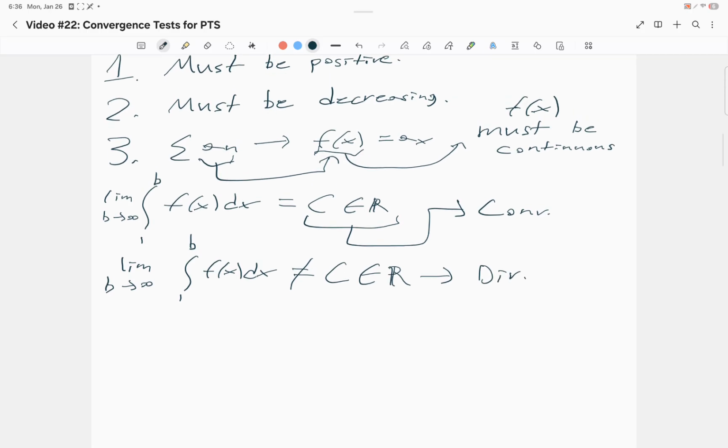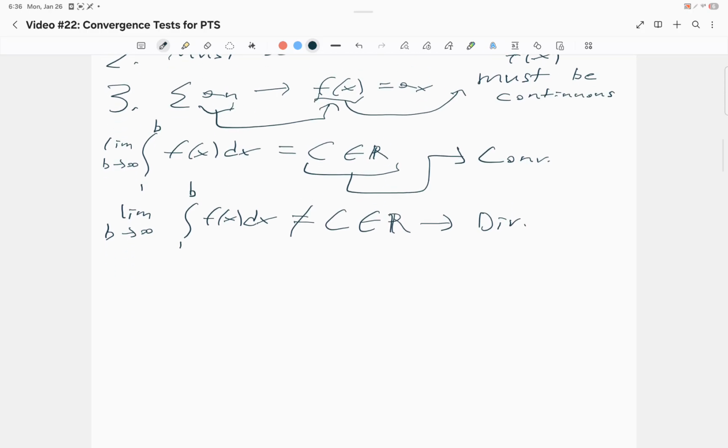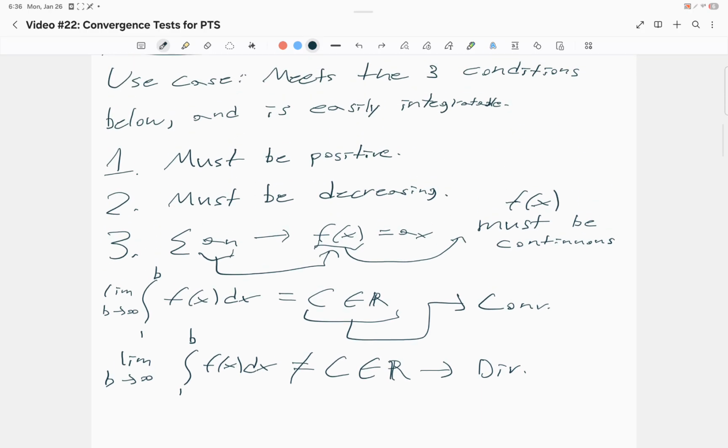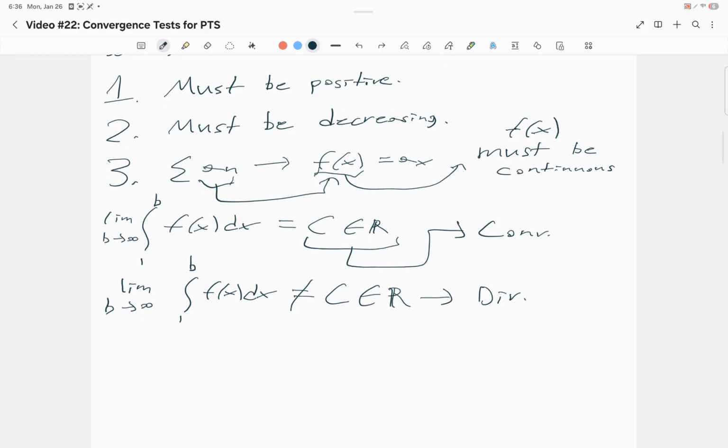So this is why it has to be something that we can easily integrate so we can find this integral. If we can't easily integrate it, the integral test is not going to apply. So that's our use case here. You can integrate it easily, and it meets these three conditions. If it doesn't meet those three conditions, positive, decreasing, continuous, you don't use it.